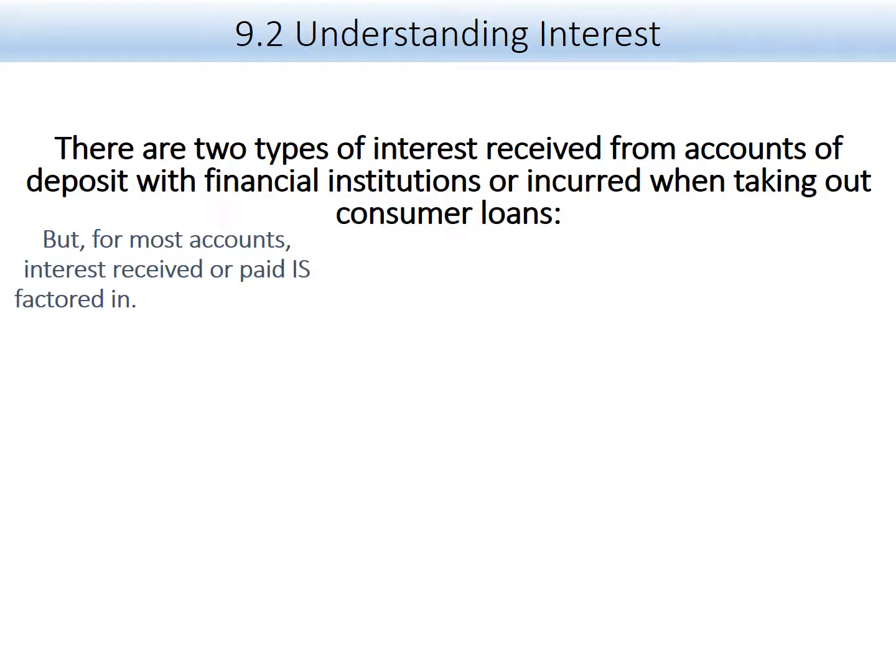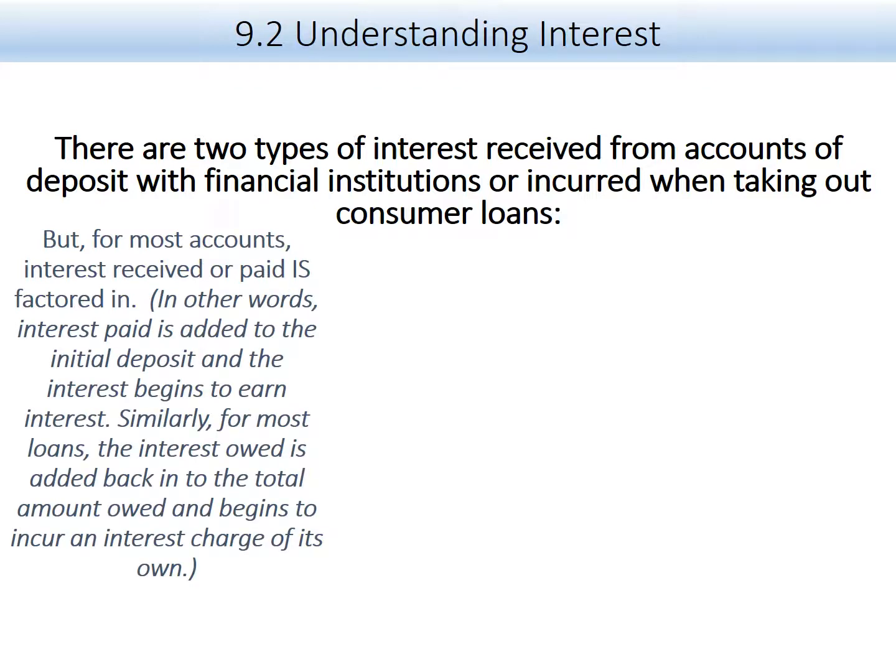But most accounts are such that the interest received or paid, if you're taking out a loan, is factored in. In other words, the interest you earn is added back to the initial deposit and the interest begins to earn interest. Or if you're doing loans, the interest owed is added back to the total amount owed and begins to incur an interest charge of its own. The visual representation for simple interest is sort of flat. You get the same amount every time it's paid.